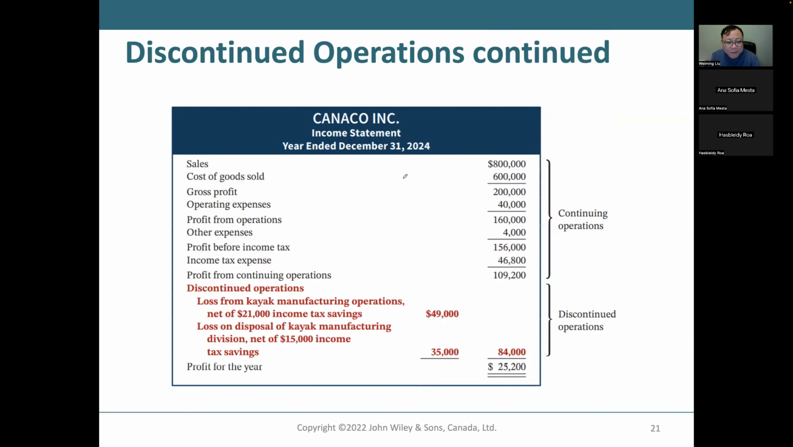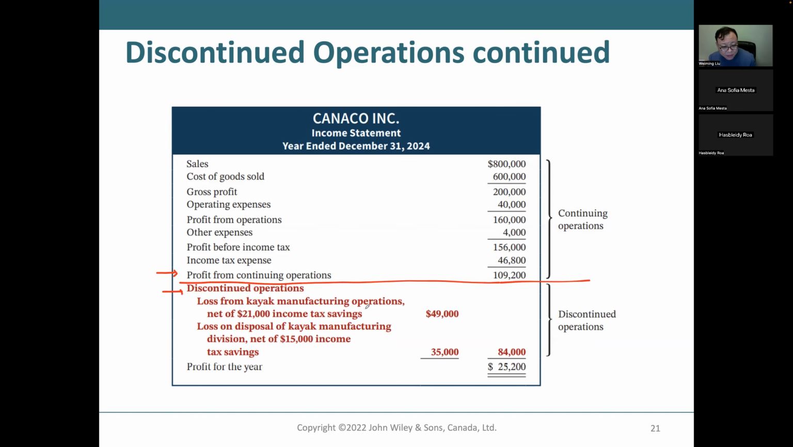So this is one example of a company's income statement. This line says profit from continuing operation. You have sales, cost of goods sold, gross profit, operating expenses, all the way down to this line, profit from continuing operation. As a user, I would know that when predicting next year's performance, I can count on the profit from the continuing operation because these operations will continue. But then they have this line saying discontinued operation.